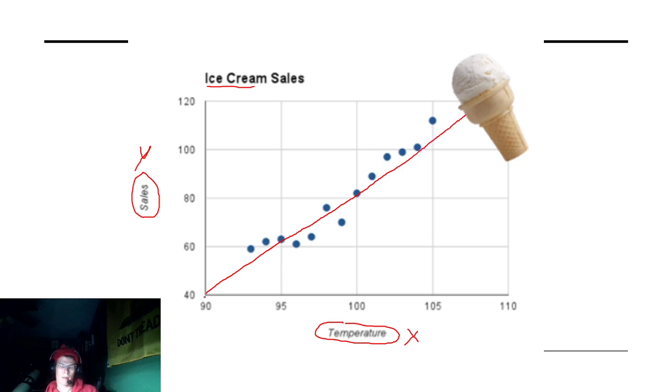So what you notice about our data is that as the temperature increases, the sales increase as well. So that means we have positive correlation. I'm not going to write it all out, but positive correlation. Positive correlation means that as x increases, y increases, right? So as temperature increases, ice cream sales increase.